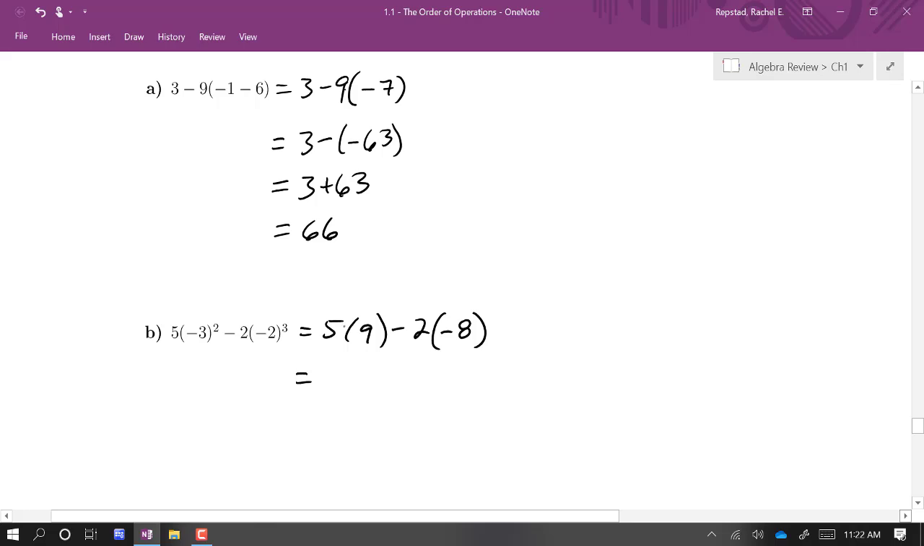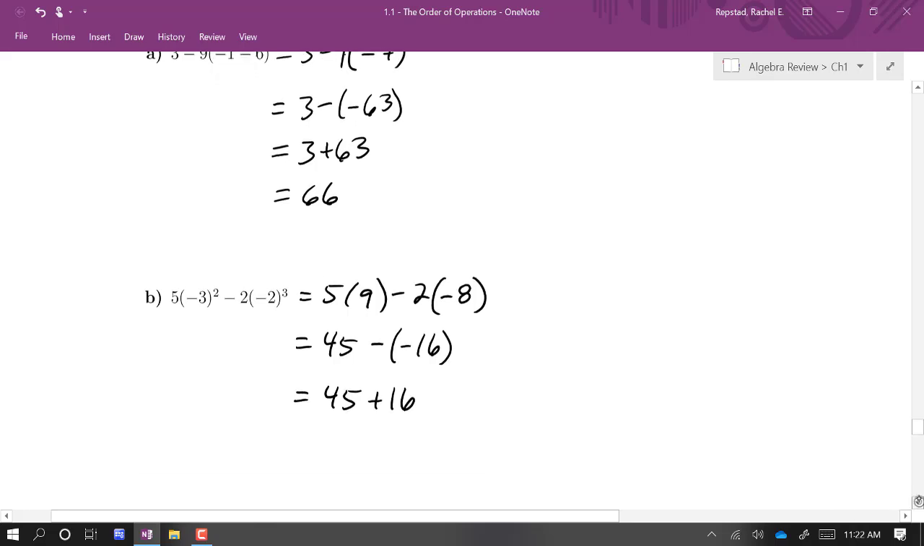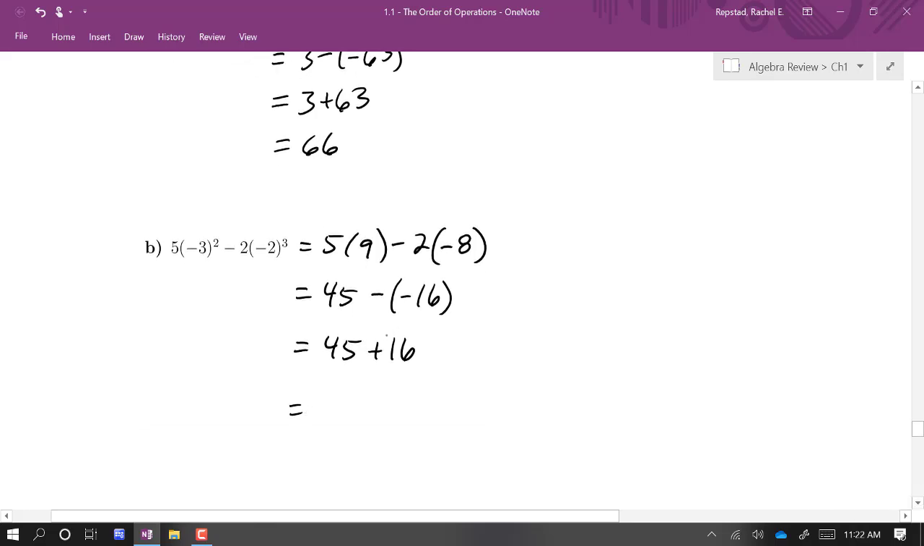Now I'm going to do the multiplication. 5 times 9 is 45. And then 2 times a -8 is a -16. So we have 45 plus 16 because we're subtracting a negative. And that gives us a total of 61.